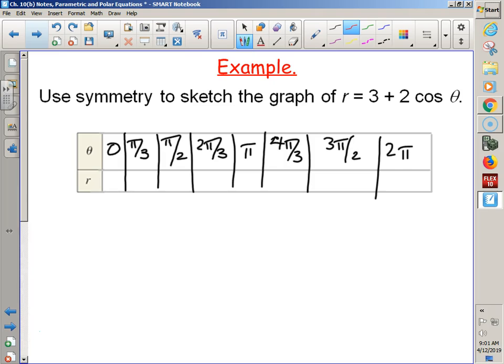All right, when we plug in, cosine of 0 is 1. What's 3 plus 2? Do you guys know that before I fill out the rest of this table, I know that's the biggest r I could possibly come up against? How can I know that? Just by thinking about the equation. Kyle? Why?